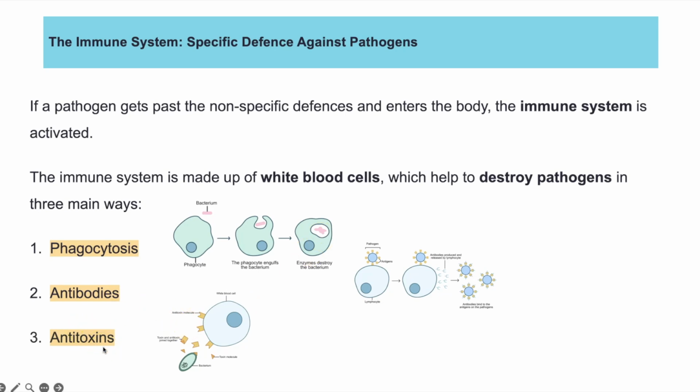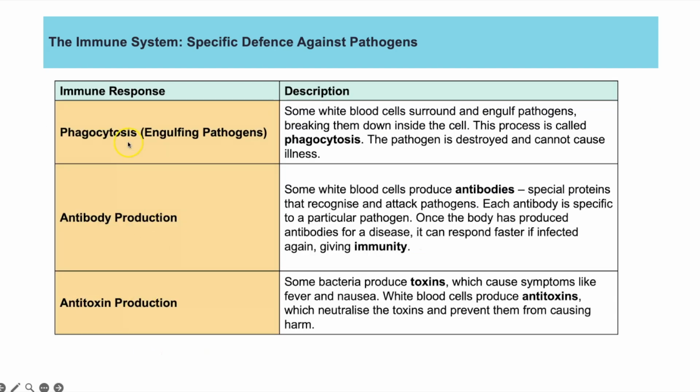Lastly, there's antitoxins, and we talked about how bacteria produce toxins, these poisons, which cause harm. So white blood cells can also produce antitoxins, which are complementary in shape to the toxin, which means it binds to them. It therefore stops the toxin from binding to your body cells, and that means the poison, that toxin, can't cause harm. So here we have that information I was just saying now written out.